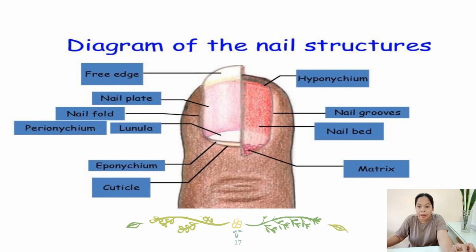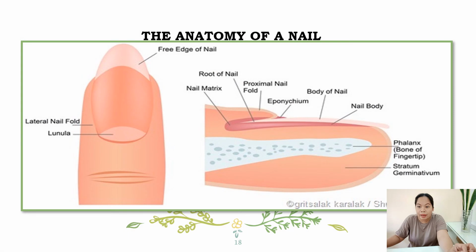Okay, to further understand, I have here another diagram. Okay, the anatomy of the nail. So, this one is the lateral nail fold. Tingnan nyo yung lunula nyo, again. And this one is your free edge. Then, we have the root of the nail. Tingnan nyo. Ito yung nail root.